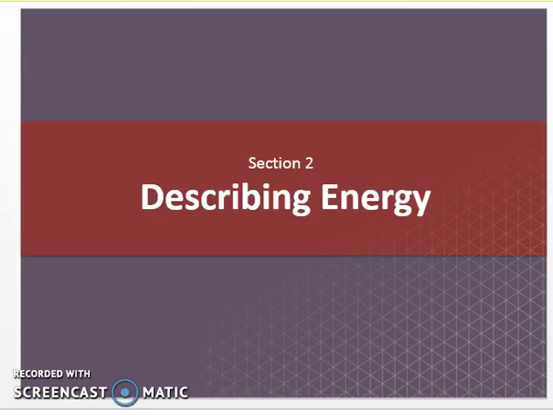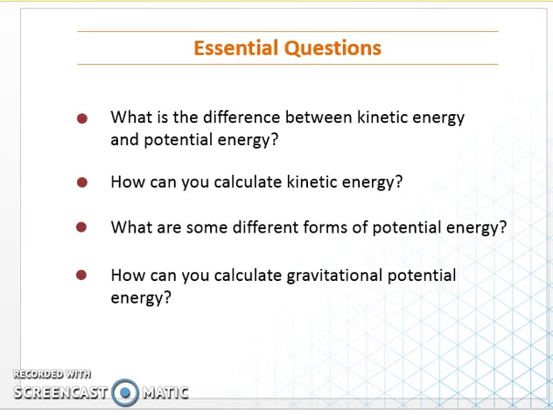So section 2 of chapter 4, describing energy. Your essential questions are, what is the difference between kinetic and potential energy? How can you calculate kinetic energy? What are some different forms of potential energy? And how can you calculate gravitational potential energy?